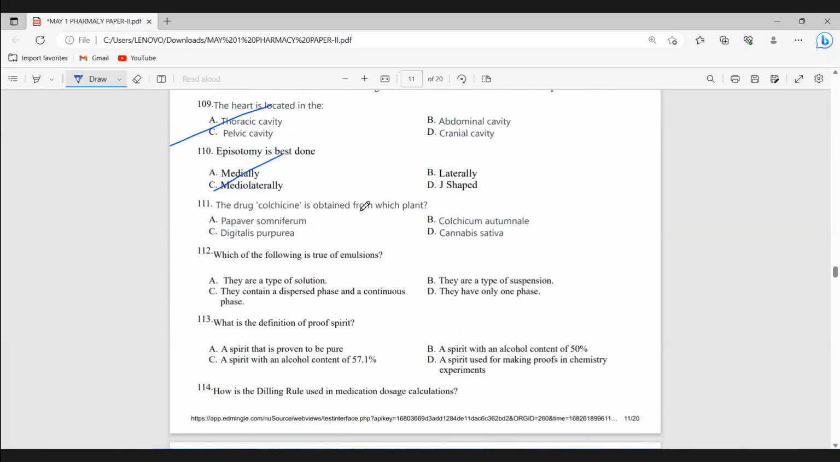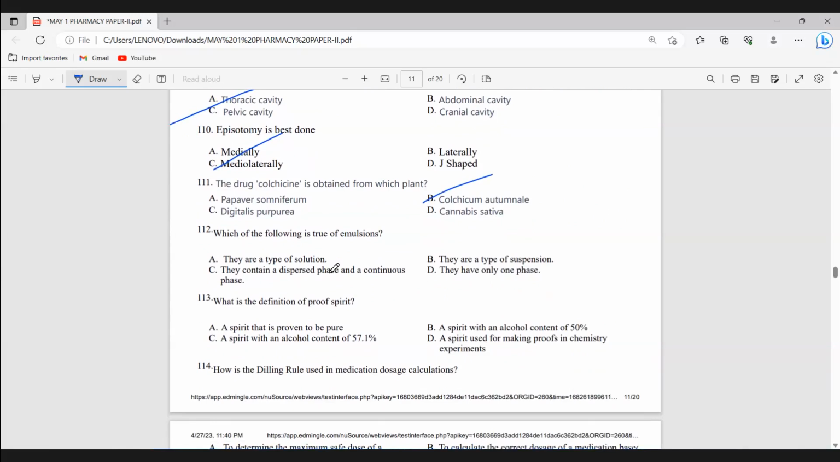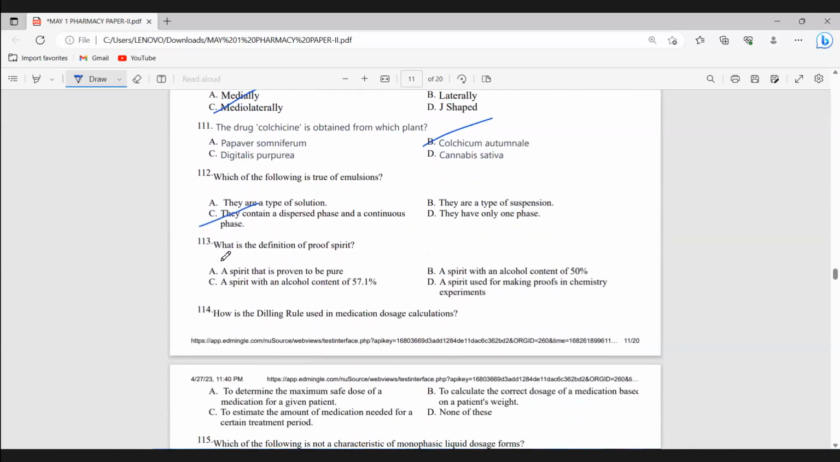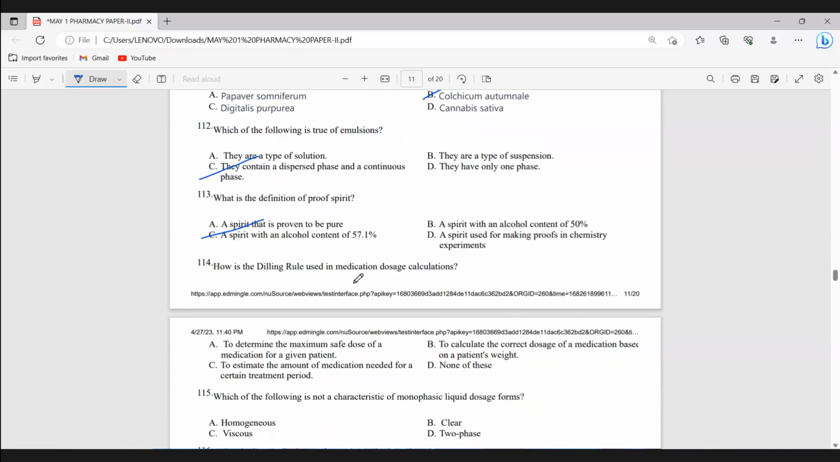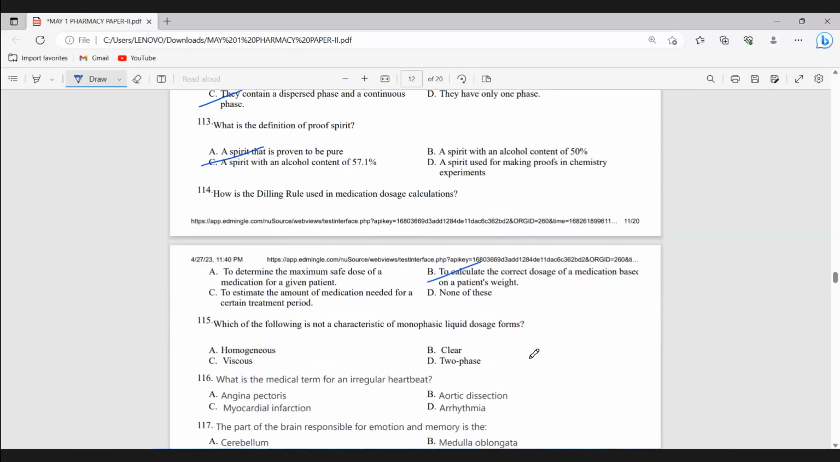Then the drug colchicine is obtained from which plant? Colchicum autumnale. Then which of the following is true about emulsions? They contain dispersed phase and continuous phase. And 113, what is the definition of proof spirit? A spirit with an alcohol content of 57.1. Then 114, how is Dilling's rule used in medication dosage calculation? To calculate the correct dosage form of medicines based on the patient weight.